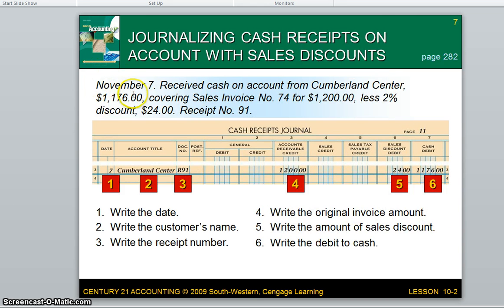Third transaction, November 7th, received cash on account from Cumberland Center of $11.76, covering sales invoice number 74 that was $1,200, less a 2% discount of $24.